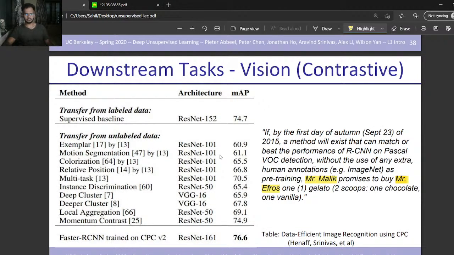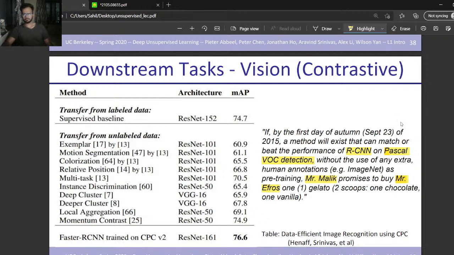There's this competition or dataset called the PASCAL VOC dataset, which is an object detection dataset. So you have to give bounding boxes to the objects in the image. And as we know, for object detection, we have the RCNN architecture, which is a very decent baseline.